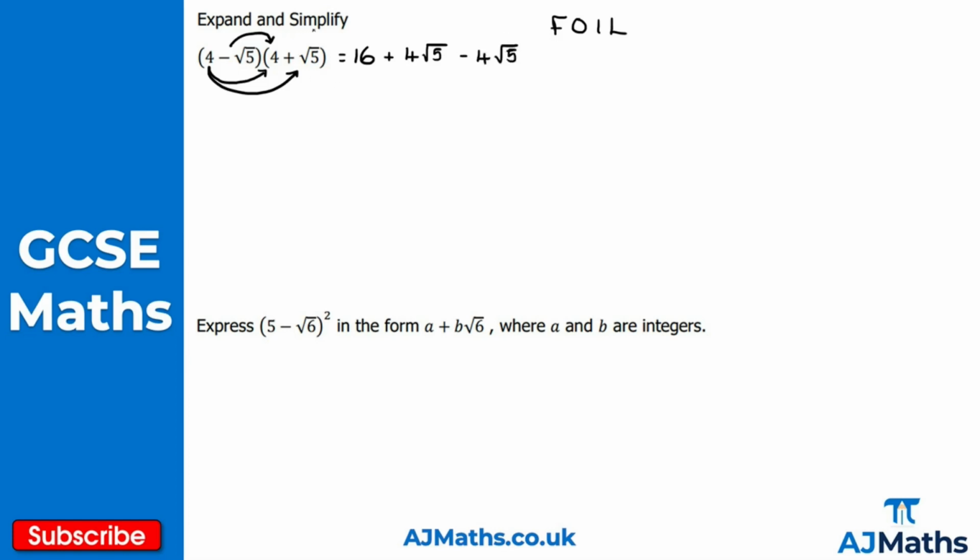And then finally here, multiplying the last terms together. So I've got minus root 5 times positive root 5. And in that case, I would get minus the square root of 25, which would give me minus 5 there.